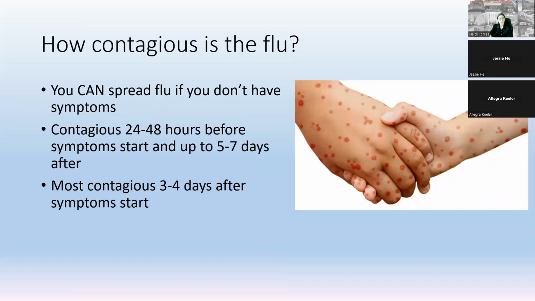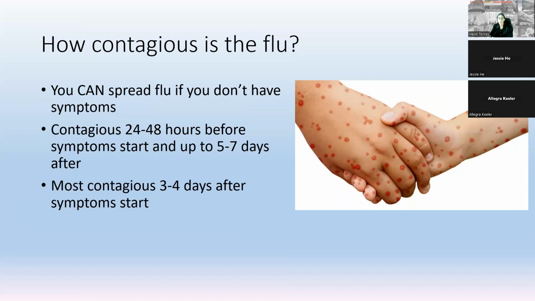So how contagious is the flu? We talked about this already a little on the last slide, but you can spread the flu even if you don't have symptoms. So we usually say around 24 to 48 hours before your symptoms start, with the bulk of it being around that 24-hour period. Some people can have no symptoms the entire time, similar to COVID. They can just be asymptomatic. And then some people can have symptoms, and you can be infectious in both those scenarios before the onset of symptoms. So it's about a day or two before.